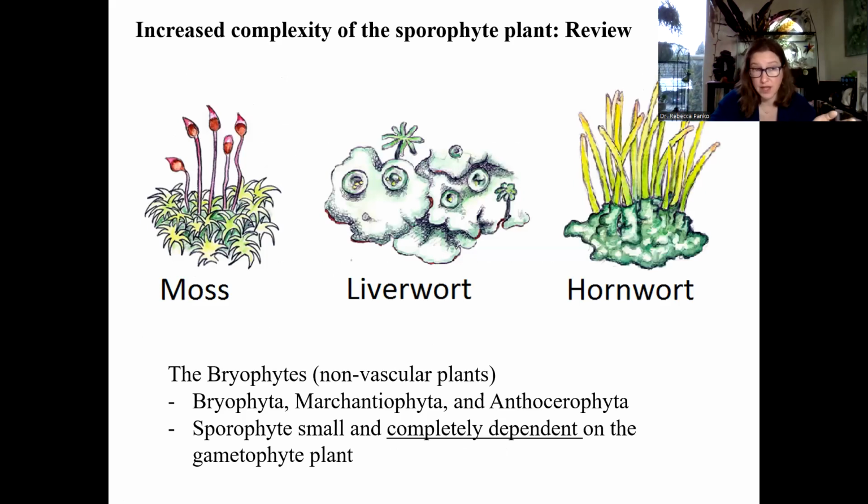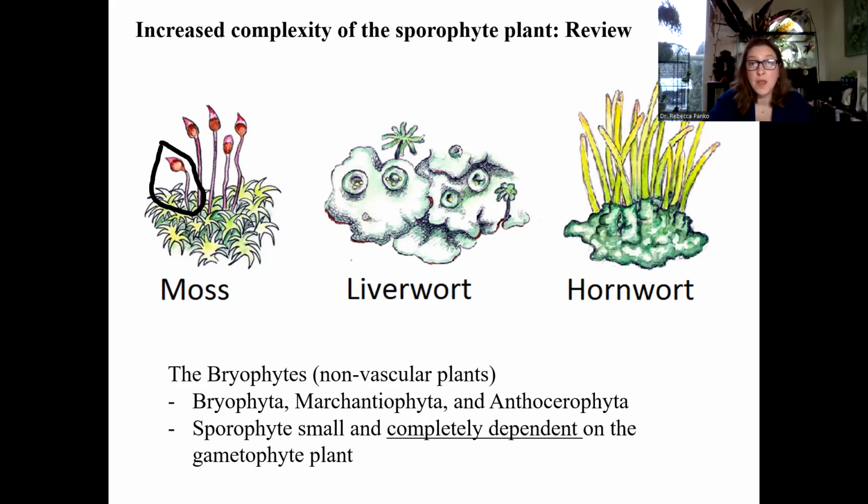So in the bryophytes, mosses, liverworts, and hornworts, we have a really super small sporophyte plant that is completely dependent on the gametophyte plant. So if the gametophyte plant dies, the sporophyte plant dies, right? It can't live by itself. On the moss, here's an example of a true moss. That little brown thing coming out, that's the sporophyte plant. The green fluffy is the gametophyte plant. And the sporophyte is attached to the moss.